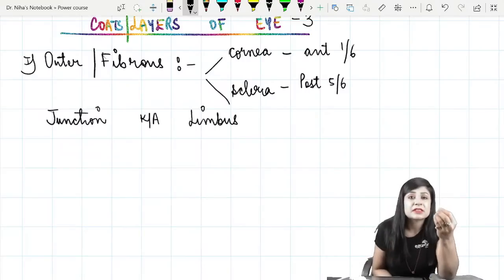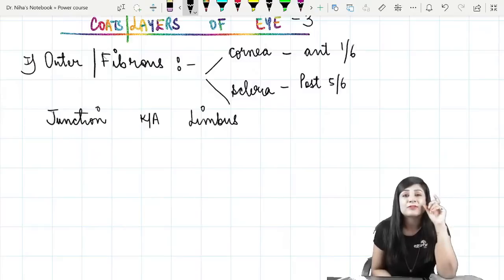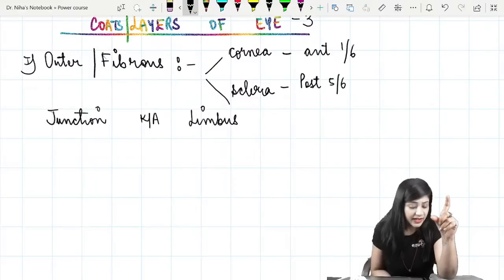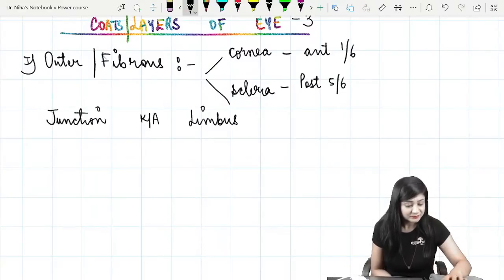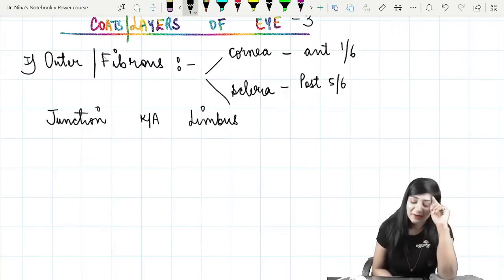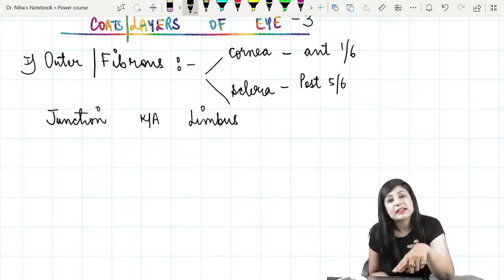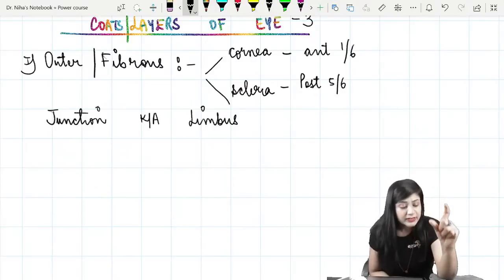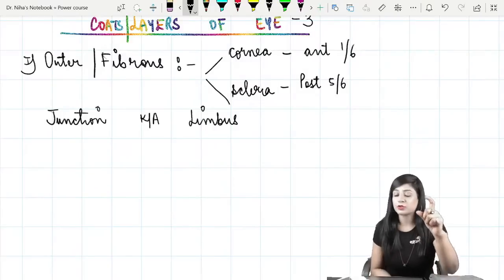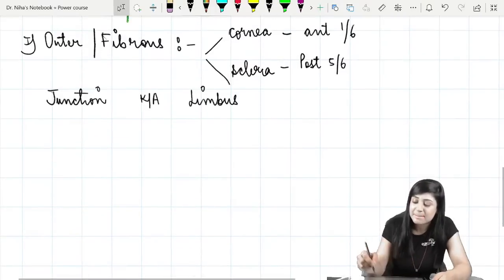Now this limbus is important because we have so many things here. At the limbus we give the incision in cataract. We also have limbal dermoid, limbal follicles, Herbert follicles, and Horner Trantas spots. So all these things are present at limbus.